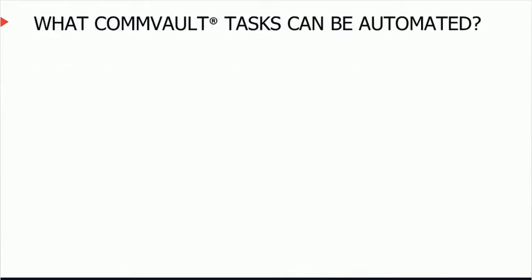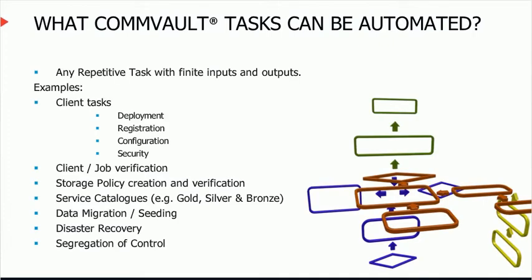Automation is driven by many different use cases, both inside and outside of CommVault. Repetitive tasks and processes with finite inputs and outputs are often suitable candidates for automation. Here are some of the automation use cases specific to CommVault: client tasks, job management, storage policy tasks, service catalogs, data migration or seeding, disaster recovery, segregation of control or security. These are real-world examples, and the processes have been automated to save time, reduce errors, and in some cases provide higher service levels.